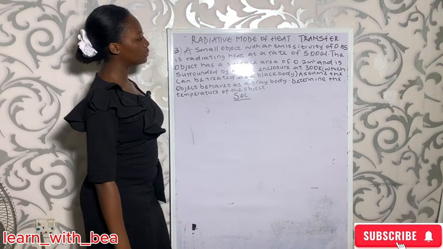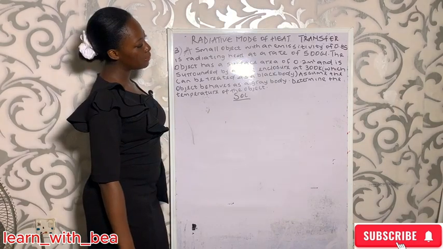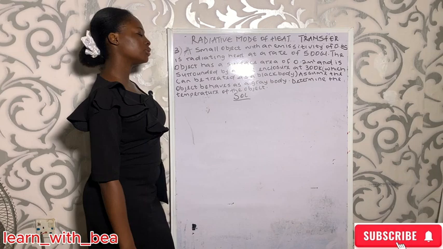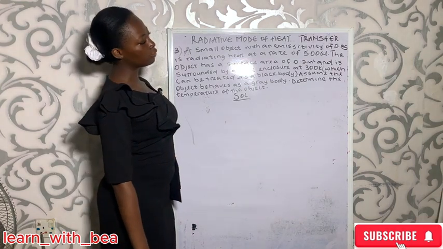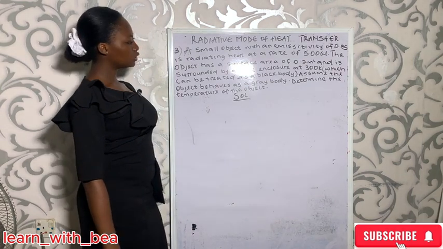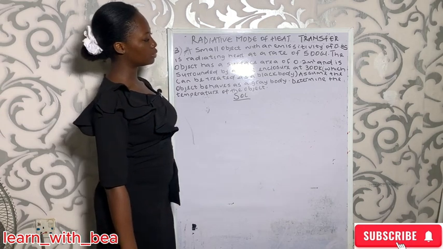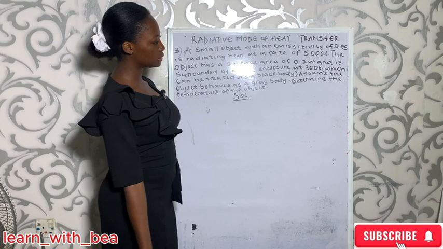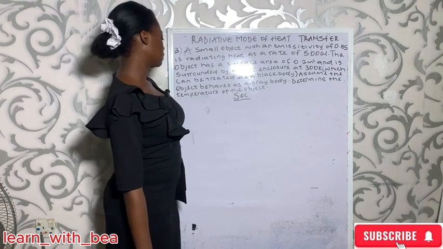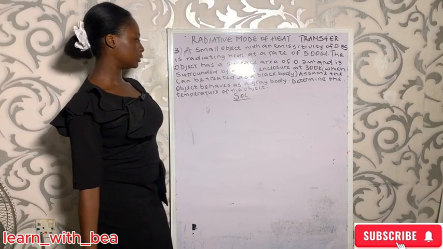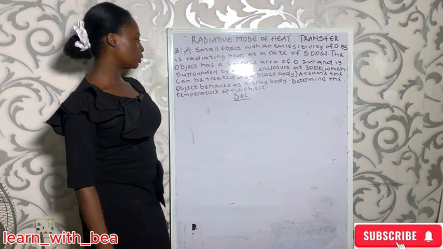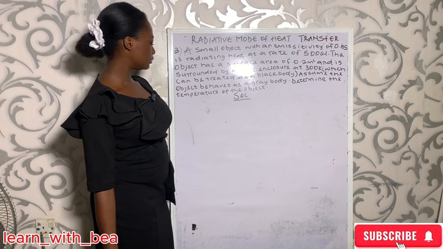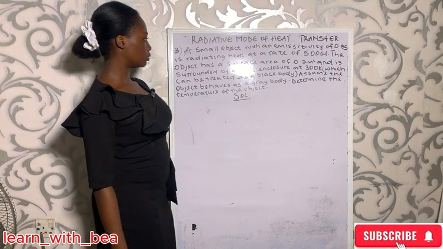A small object with an emissivity of 0.85 is radiating heat at a rate of 500 watts. The object has a surface area of 0.2 meters square and is surrounded by a large enclosure at 300 Kelvin, which can be treated as a black body. Assume the object behaves as a gray body. Determine the temperature of the object.